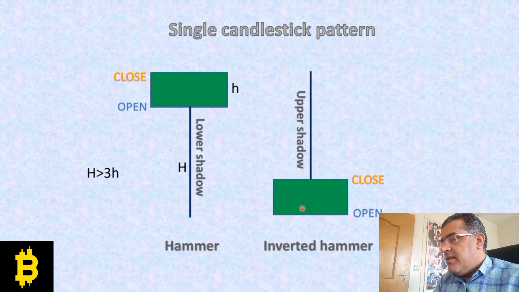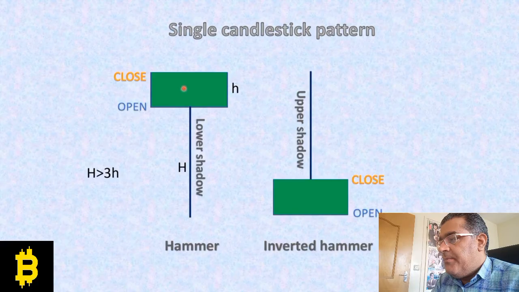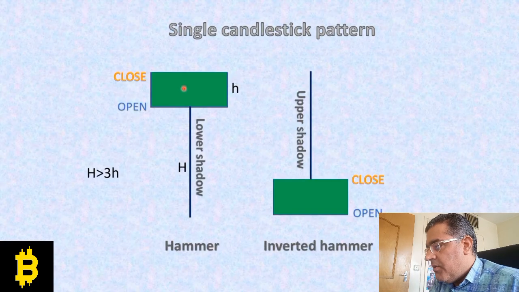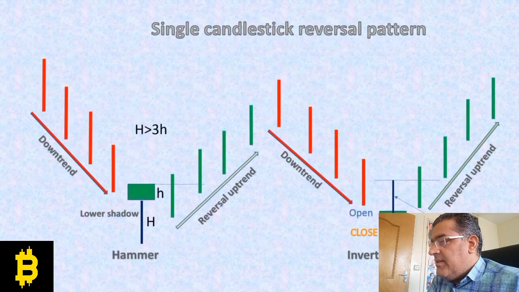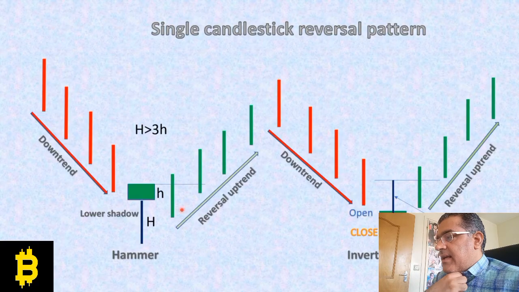For the inverted hammer, the price opens at this point and goes up because of the buyers in the market, and finally it is rejected by the sellers' power. The sellers are bearish, and the price goes down all the way, and the price closes there.